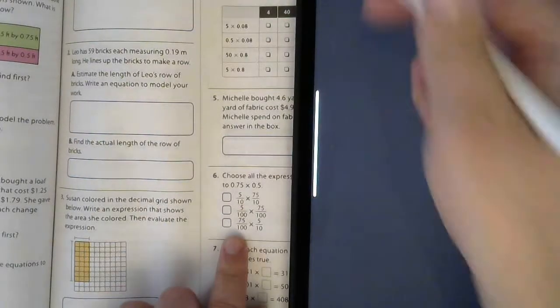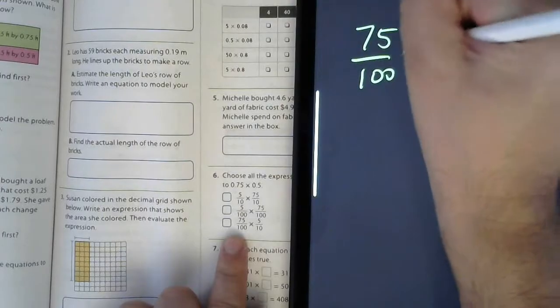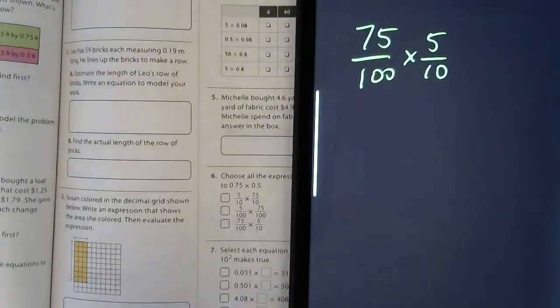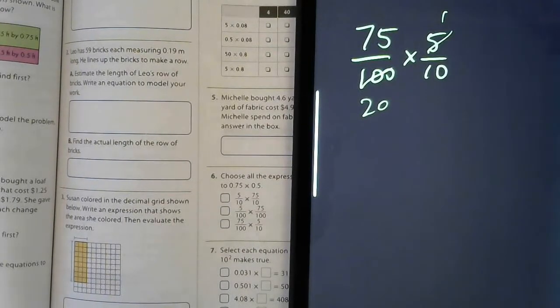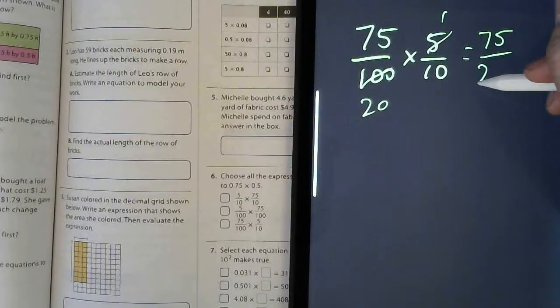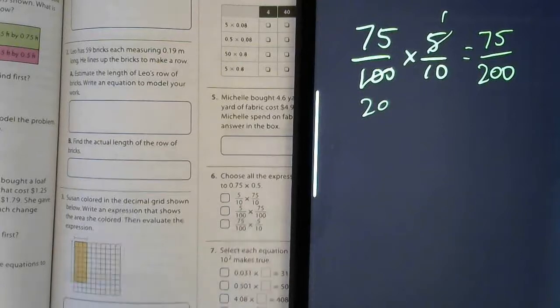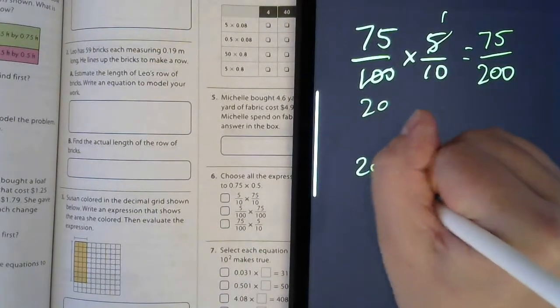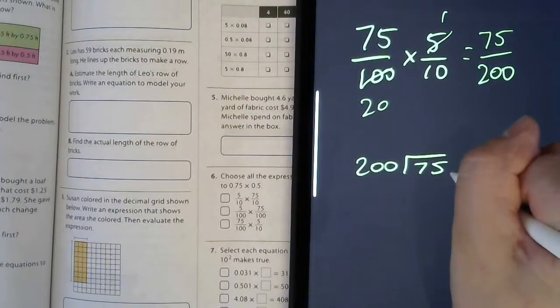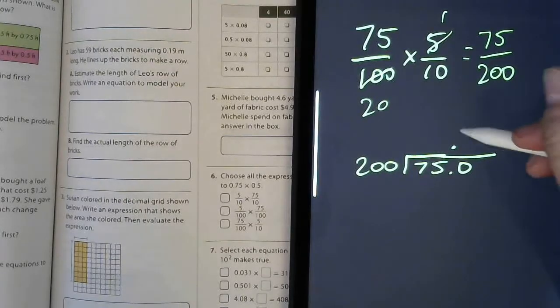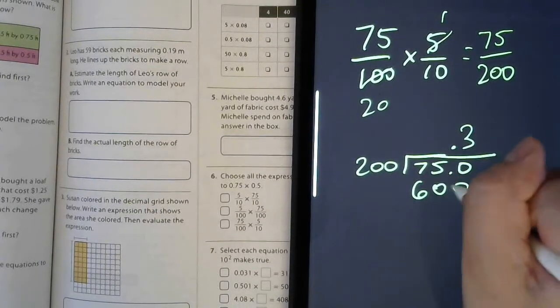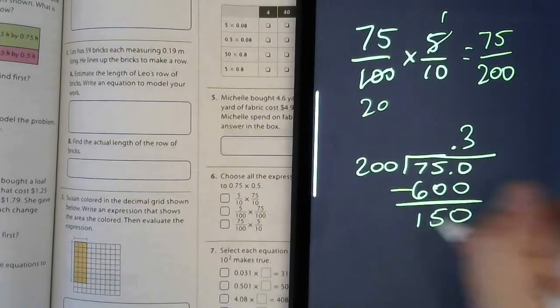Take a look at the next one. We get 75 hundredths times 5 tenths. So again, cross simplification is a great tool we can use here to make life easier. So 1 times 75 equals 75. 20 times 10 equals 200. 75 over 200. I can again do my division problem. So I have 200 as my divisor, 75 as my dividend. I'd need to add that decimal and bring it up. 200 goes into 750. We'll say 3 times. 3 times 200 is 600. I'll subtract. I get 150.